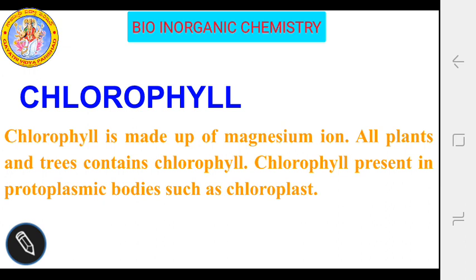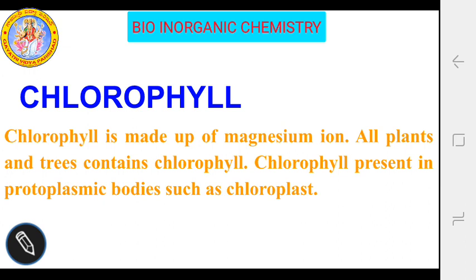All these, hemoglobin, myoglobin, chlorophyll, are known as metallophorins. Why are these called metallophorins? Because all these contain metal as a central ion, so they are called metallophorins. Chlorophyll also comes under the category of metallophorins.